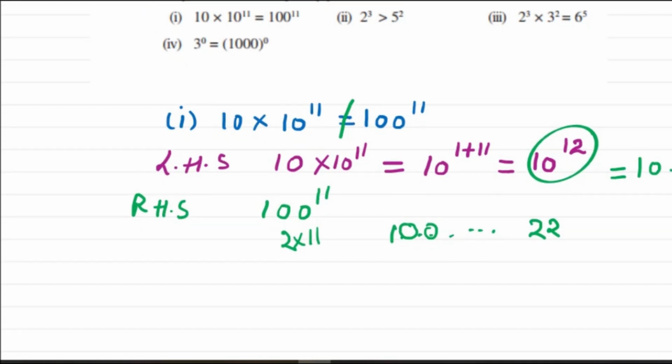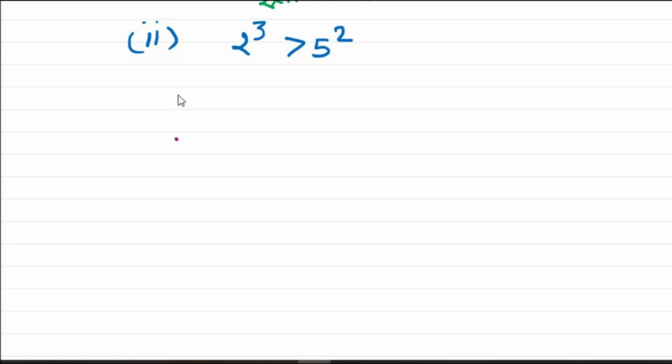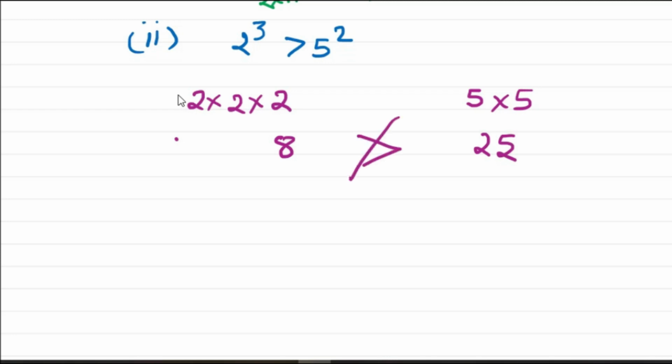Okay, so the same way we will try to do our second part. In the second part we have 2 to the power 3 greater than 5 square. So let's solve this question. Now here again we will take the left side. In the left side, we have 2 into 2 into 2. And on the right side we have 5 into 5, which is 25, that you know, and the left value is 8. So is 8 greater than 25? No. So this statement is also false.